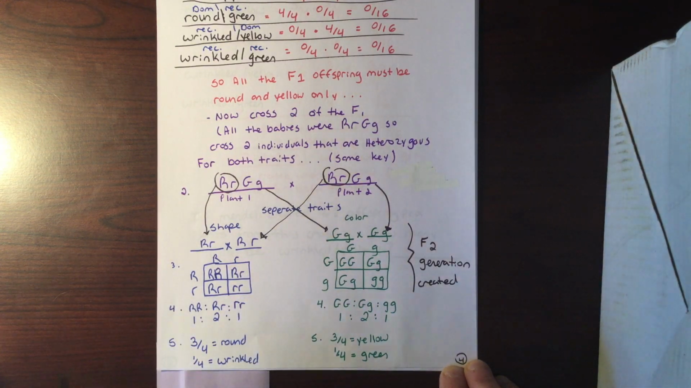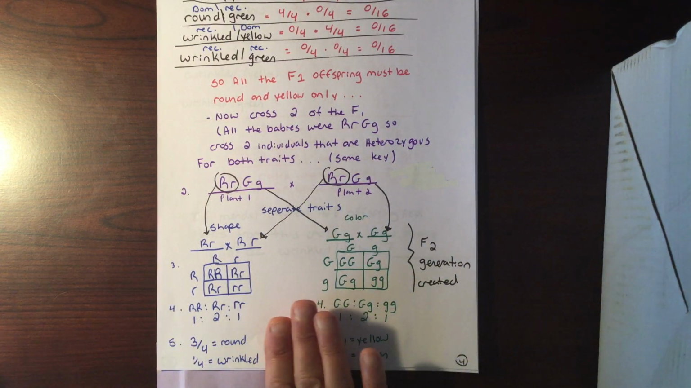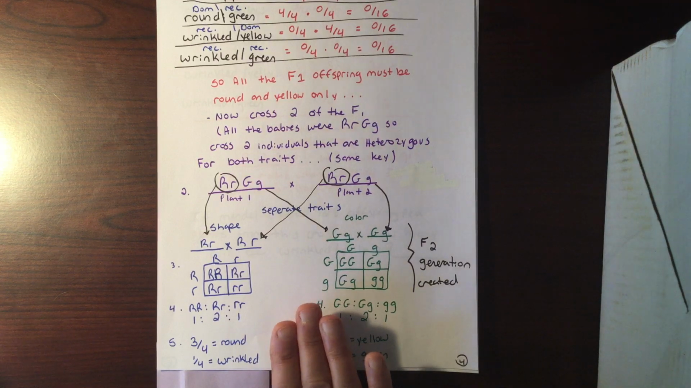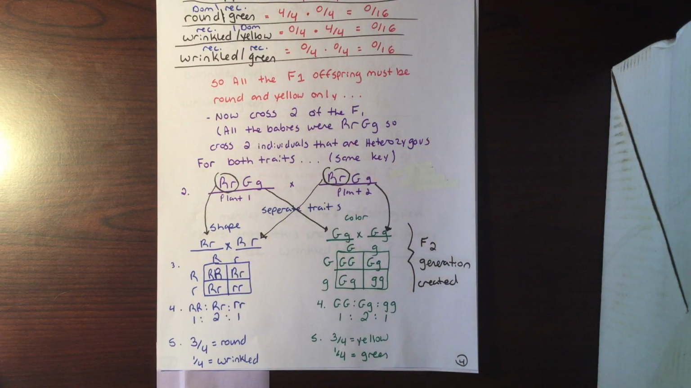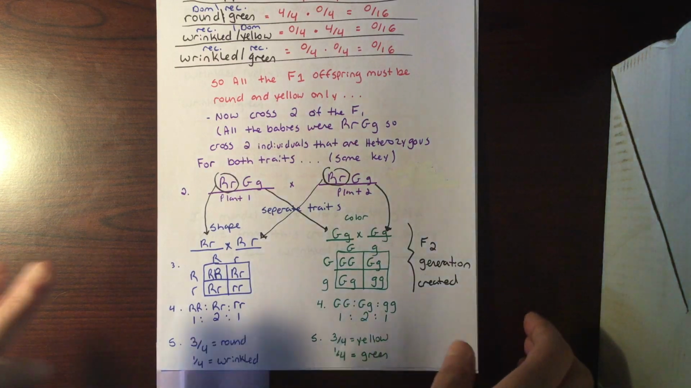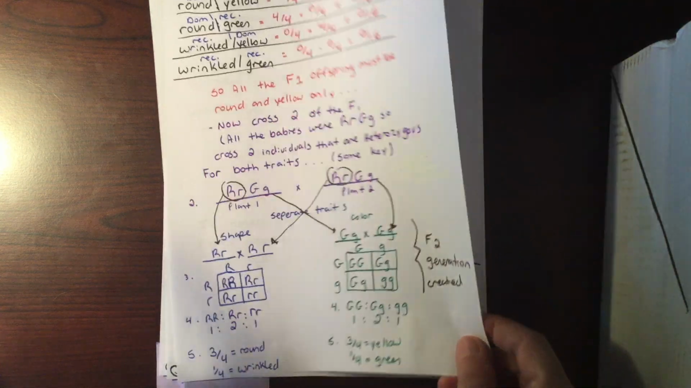Now we need to calculate the probability. I can't stop there. I'm just saying, okay, 3 out of my 4 plants are round, 3 out of my 4 plants are yellow, but how many are going to show both traits at the same time, which is what we want to look at here. I can't just leave them at that particular step. So now we got to go back to that probability again.